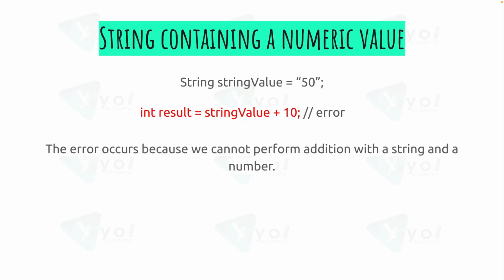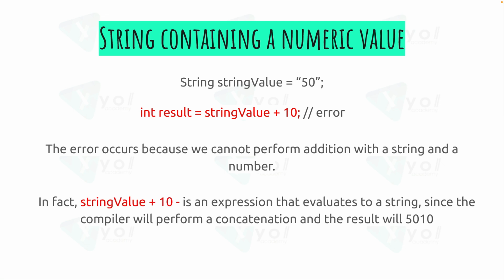The error occurs because we cannot perform an addition with a string and a number. In fact, stringValue plus 10 is an expression that evaluates to a string, since the compiler will perform a concatenation and the result will be 5010. Concatenation, just think of it as gluing things together. It will take the left side and the right side and put them together.